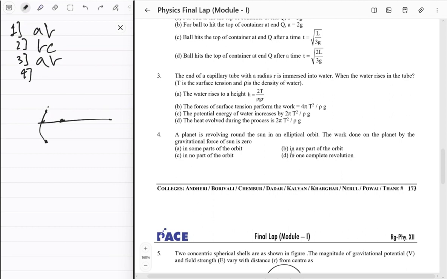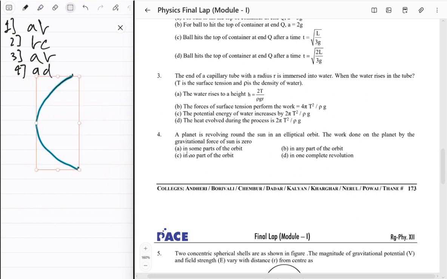So yeah, in some part, okay, that makes sense. In some parts of the orbit, यहाँ से यहाँ जा रहे हो, it's zero, ठीक है. In any part of the orbit, in one complete revolution, of course. So D is correct, and I think A is also correct.